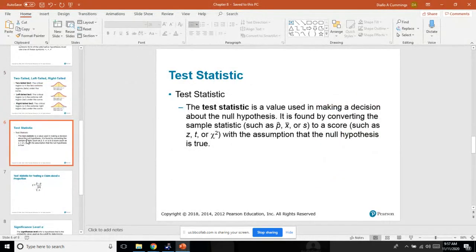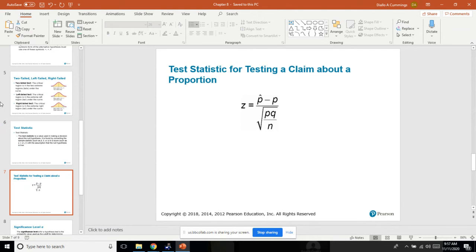Now we'll look at the next couple of slides, and we'll use these to actually test a claim. The first thing we'll do is talk about a test statistic. The test statistic is the value used in making a decision about the null hypothesis, whether you're using a hypothesis claim about a proportion, a mean, or a standard deviation. As far as the calculations are concerned, we're only going to calculate test statistics about a population proportion.